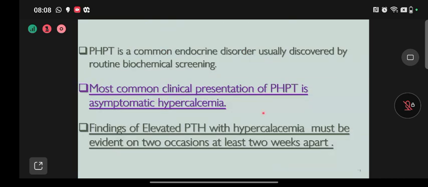PHPT is a common endocrine disorder, usually discovered by routine biochemical screening. The most common clinical presentation of PHPT is asymptomatic hypercalcemia. Findings of elevated PTH with hypercalcemia must be evident on two occasions, at least 2 weeks apart.